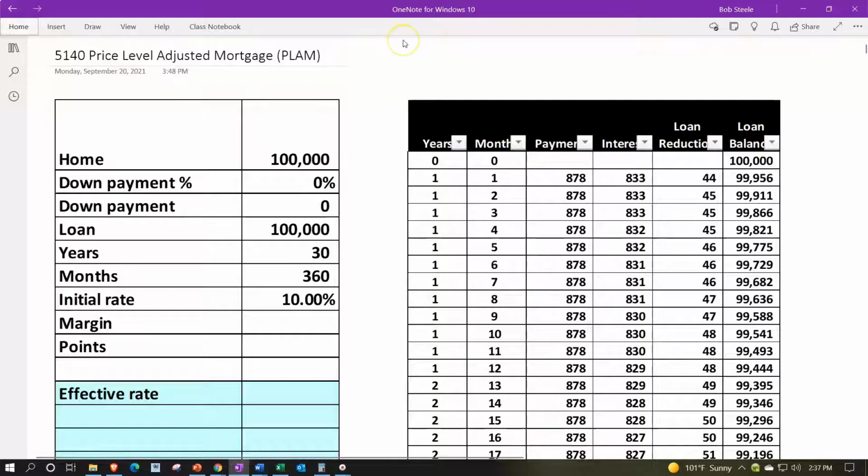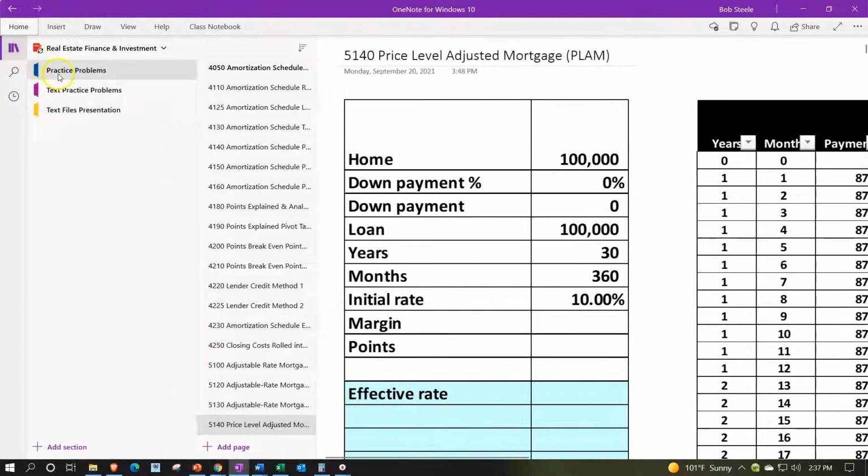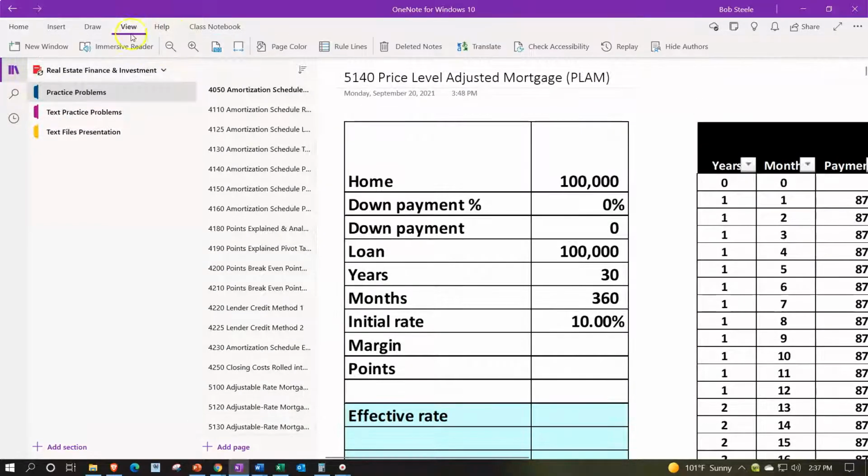Here we are in OneNote. If you have access to OneNote and would like to follow along, you're not required to, but if you would like to, we're in the icon on the left-hand side, Practice Problems tab, down in the 5140 Price Level Adjusted Mortgage PLAM tab. Also note, when using OneNote, look at the Immersive Reader tool. Our presentations are also in the text area, same name, same number, however, with transcripts. Transcripts can be translated into multiple different languages and either listened to or read in them.